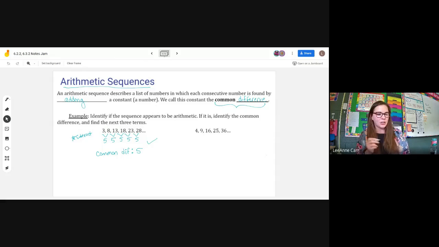So we went 3, 8, 13, 18, 23, 28. What else? If you know it, you can throw it in the chat. What would be one of our next numbers? Gabrielle, what do you think our next value would be? I'm adding 5 to every term. After 28, what would be my next number?